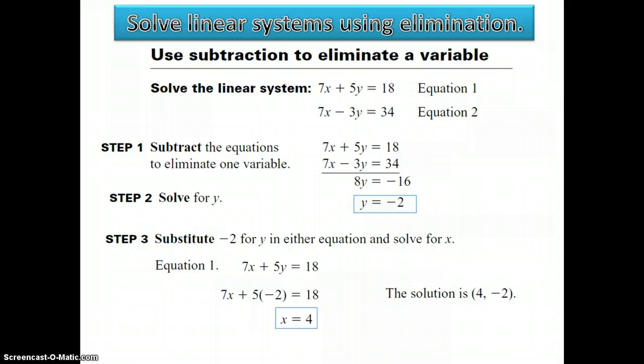And I want to make sure this makes both equations true. I'm going to do a mental check this time. So I have 28 minus 10 is 18, and that checks. Then I have 28 plus 12 is 34, and that checks. So my solution is 4, negative 2.